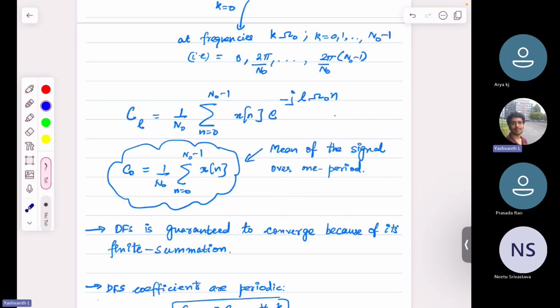N naught is a period. So over one period of the signal, I'm computing the mean, the average of the signal. That is captured by C naught. Sometimes C naught is also called the DC component of x of n.